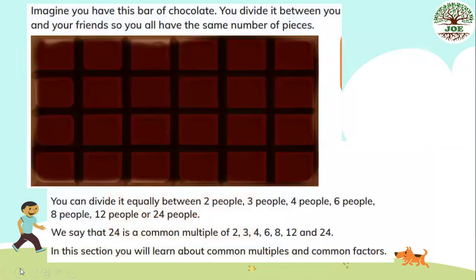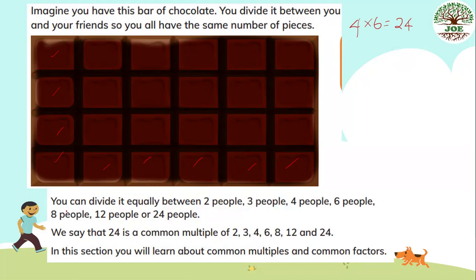So imagine you have this bar of chocolate. You divide it between you and your friends, so you all have the same number of pieces. How can you divide your chocolate bar between your friends equally? Okay, let's count the pieces first. 1, 2, 3, 4, and 1, 2, 3, 4, 5, 6. So 4 times 6 is 24 altogether, 24 pieces. So we have to think about factors of 24.